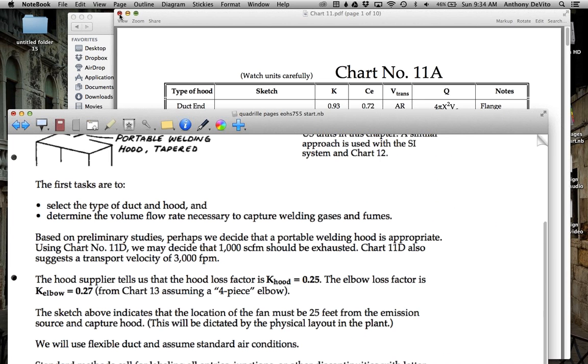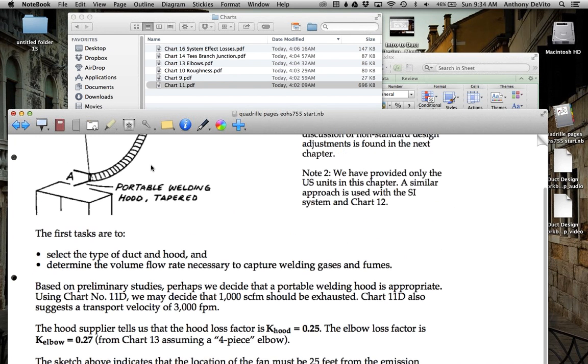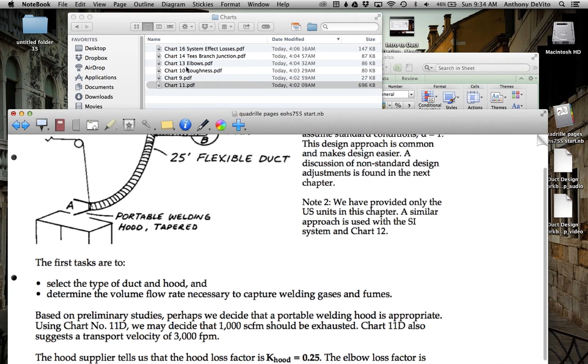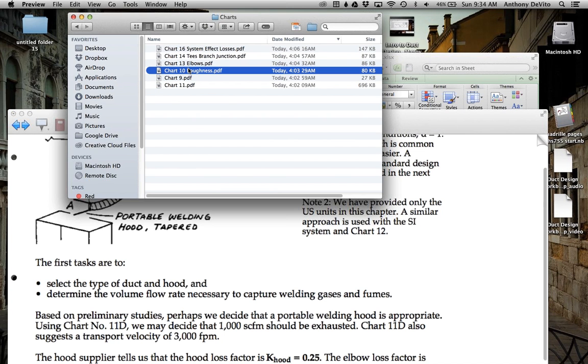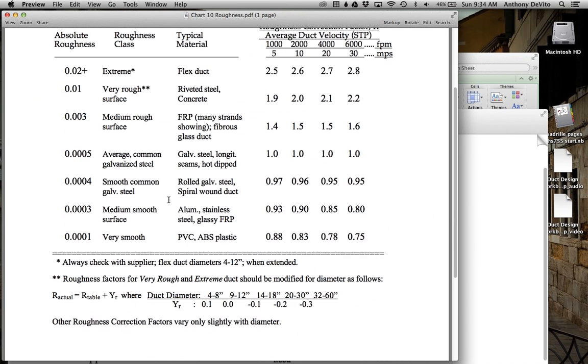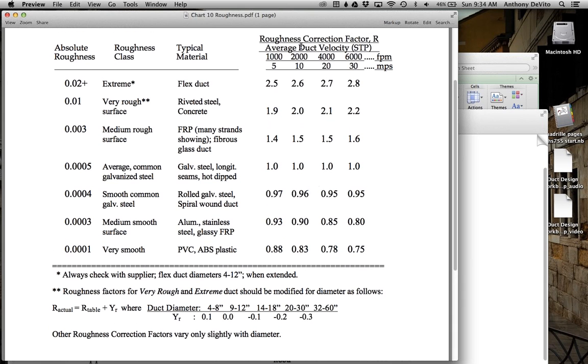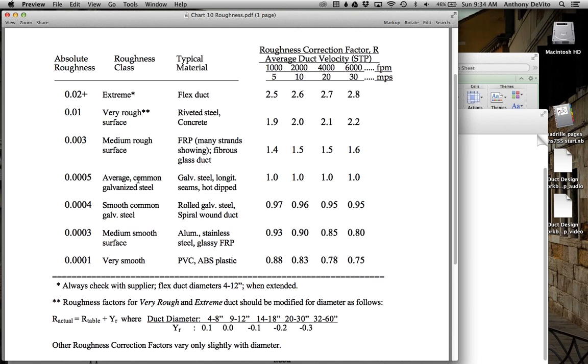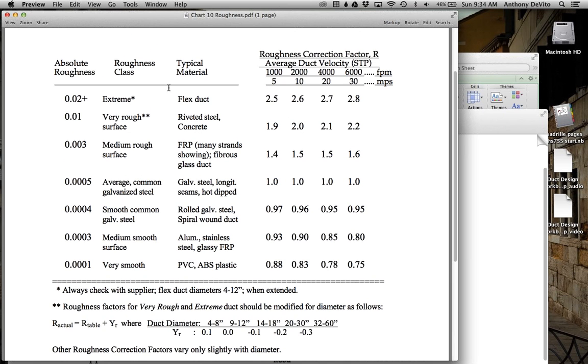So that's where we get the K factor. As far as the material is concerned, the flex duct, that's in the roughness chart. And you'll notice that for galvanized iron, it's 1.0, in the range that we're working, usually 2,000 to 4,000 feet per minute. And for flex duct, it's 2.5, 2.6. They use 2.5, I think, in their calculations. Okay, so I'm going to get that out of the way.